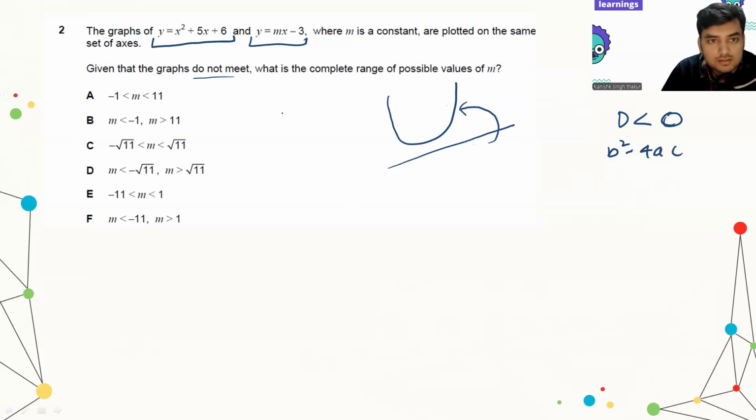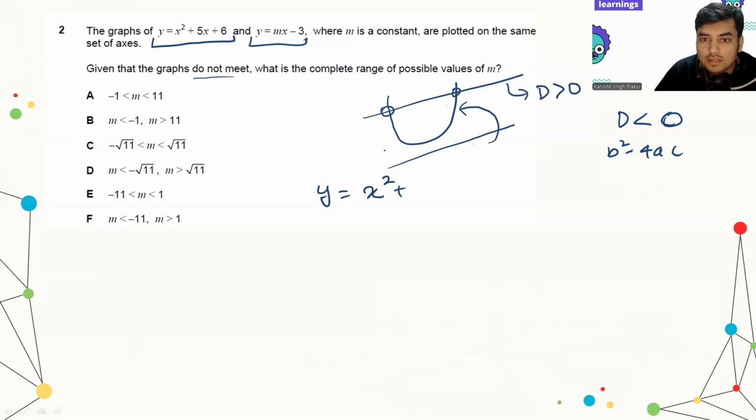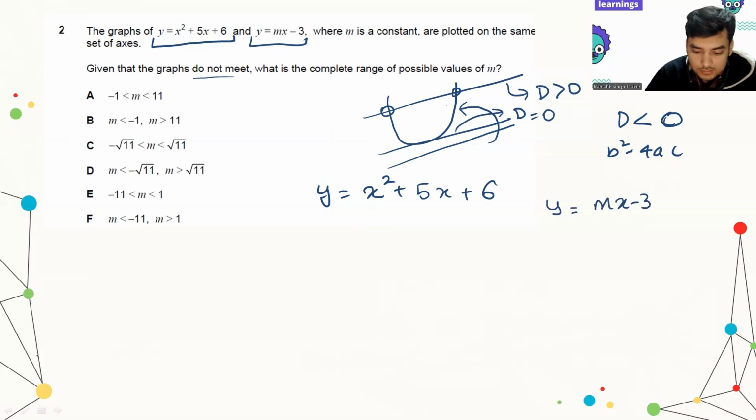So how to do it is, see, I have this equation of graph, y equal to x square plus 5x plus 6. Now suppose they would have been meeting, this line would have been intersecting at 2 points, isn't it? So in this case D would have been greater than 0. If this line would have been touching it, then in this case D would have been equal to 0, right? So I have y equal to x square plus 5x plus 6, and they are also telling that y is equal to mx minus 3, isn't it?